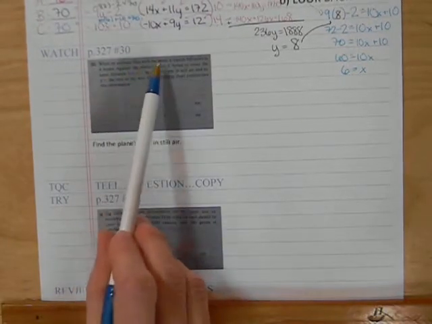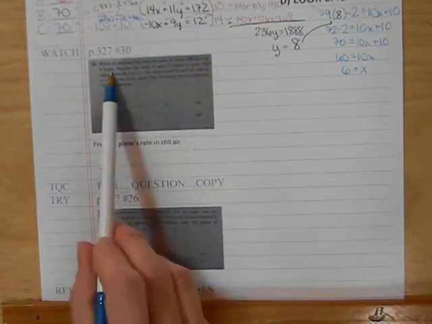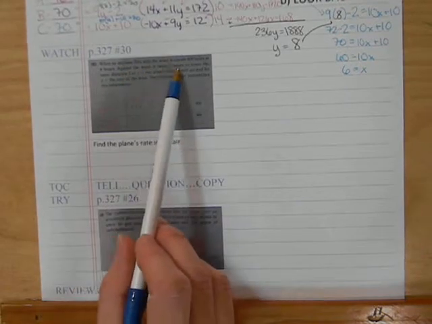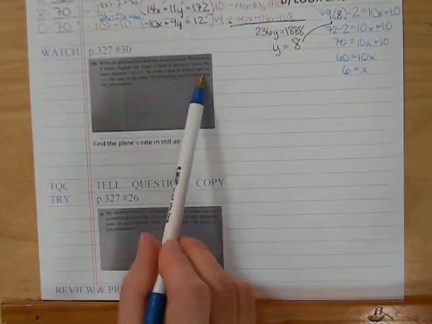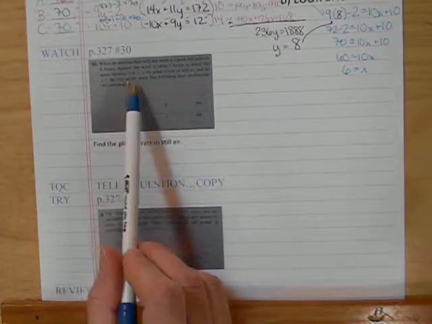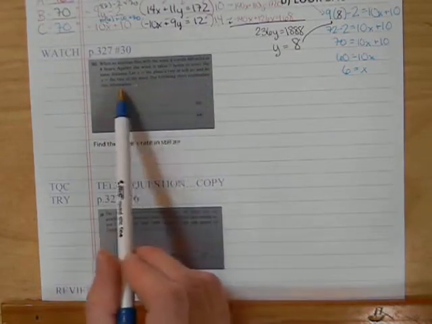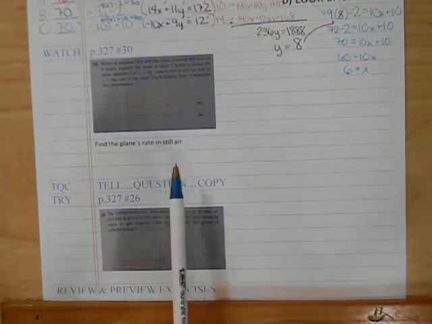When an airplane flies with the wind, it travels 800 miles in 4 hours. Against the wind, it takes 5 hours to cover the same distance. Let x equal the plane's rate in still air, and let y equal the rate of the wind. The following chart summarizes this information. And the question that they want you to find is: find the plane's rate in still air.